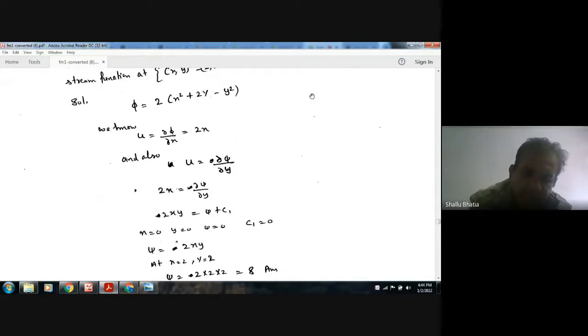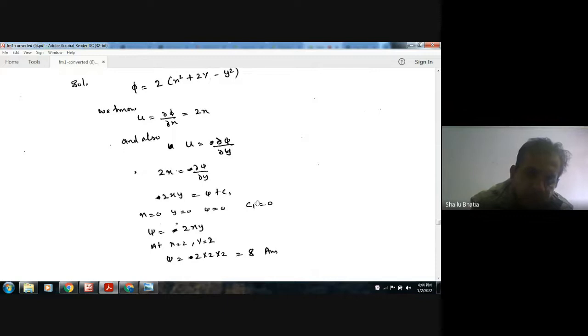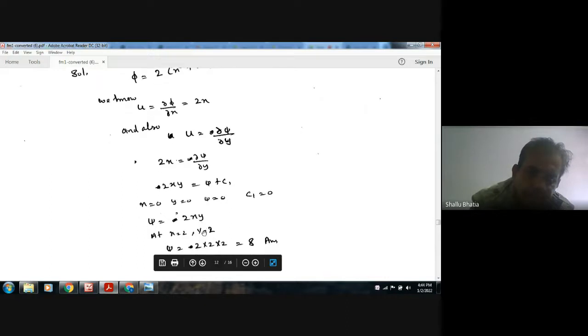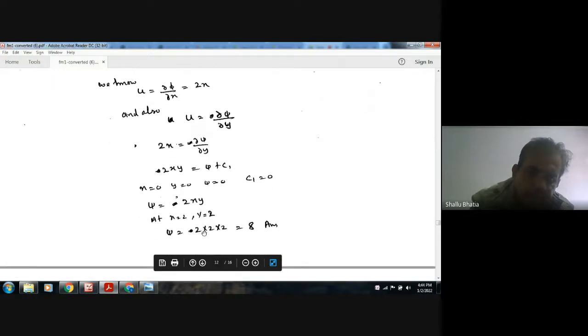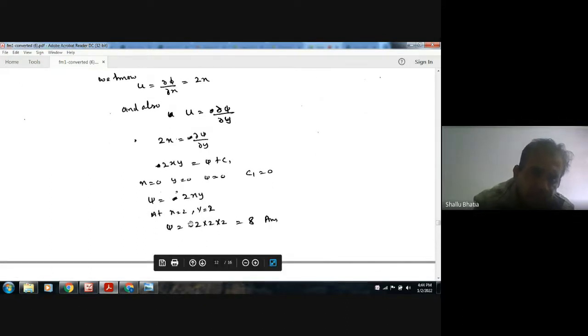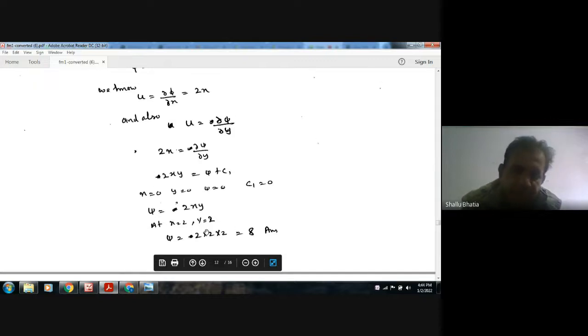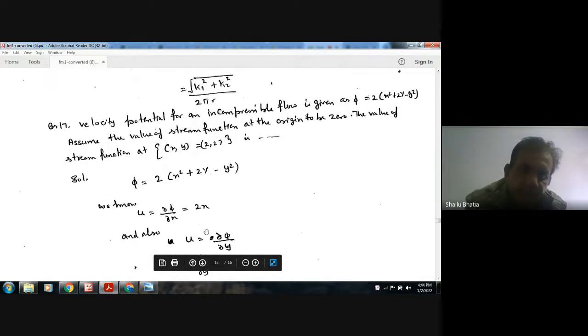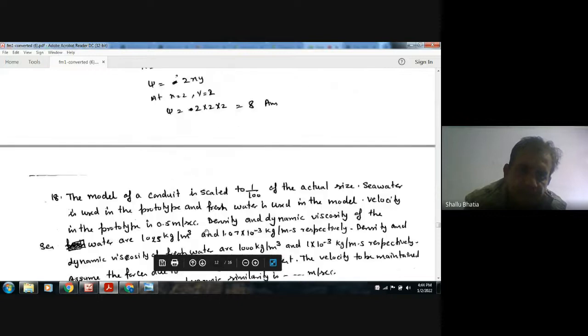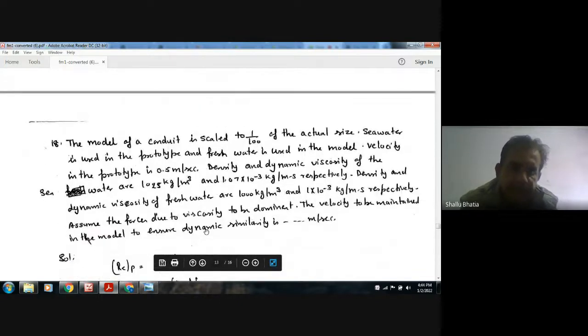So when x is 0, y is 0, psi is 0. Okay, so c1 is 0. So psi is your 2xy. At x equal to 2, y equal to 2, we have to find out the stream function, so it will be 8. The answer is 8.